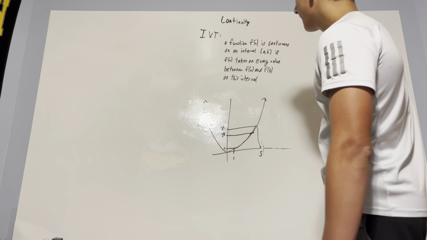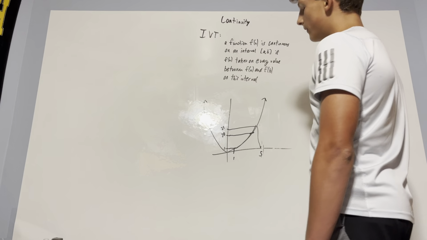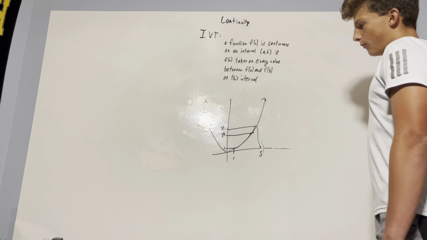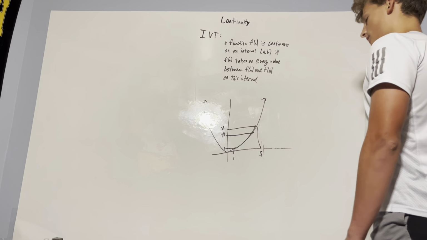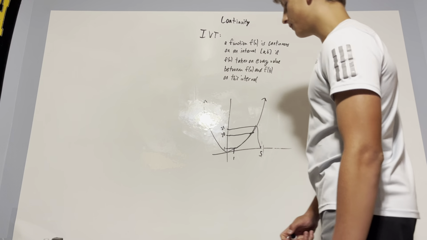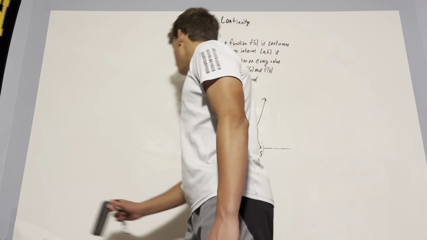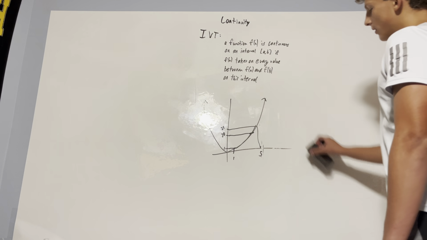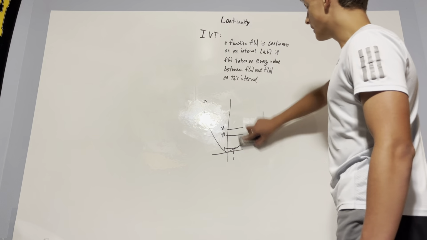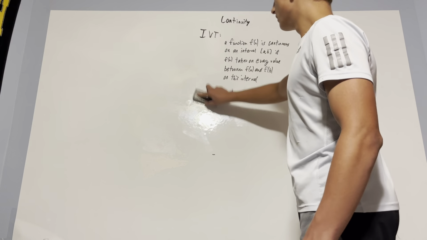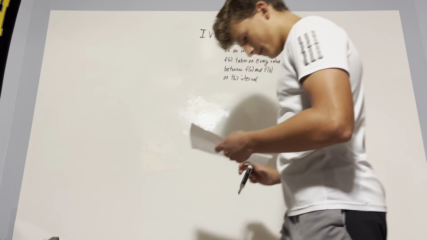Now, the intermediate value theorem does not say exactly where it takes on this value. It just says that it does take on this value at some point in the interval. So it's more abstract than giving a definite answer, but it is definitely very useful. So let's do one example of this.